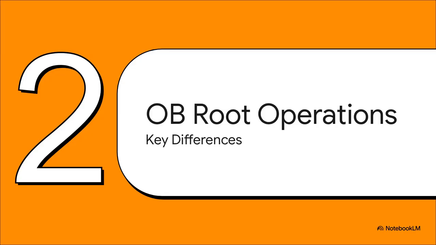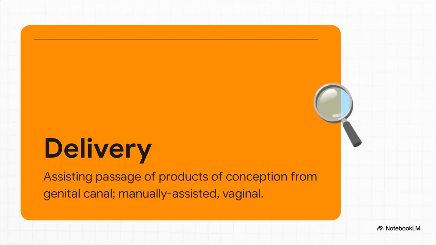Section 2. Key obstetric root operations. Okay, so if the physician simply assists a spontaneous vaginal delivery without using any specialized instruments, our root operation is strictly delivery. This translates to a character E in your PCS code. And remember, it applies exclusively to manually assisted natural vaginal deliveries.